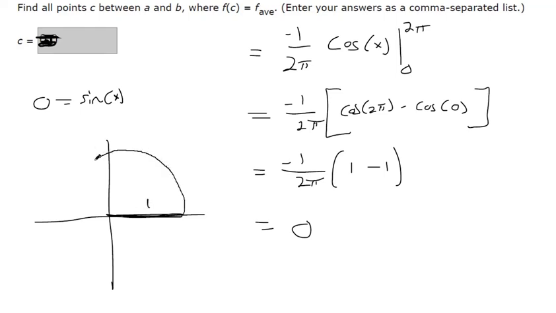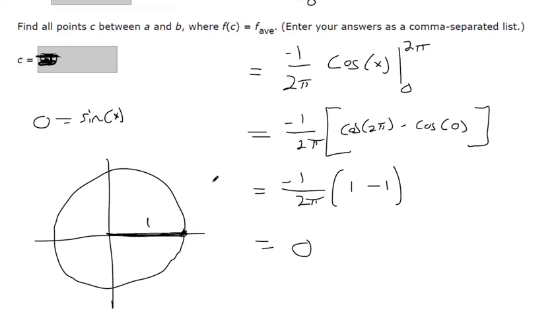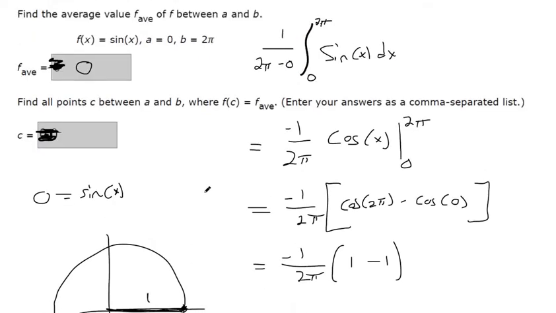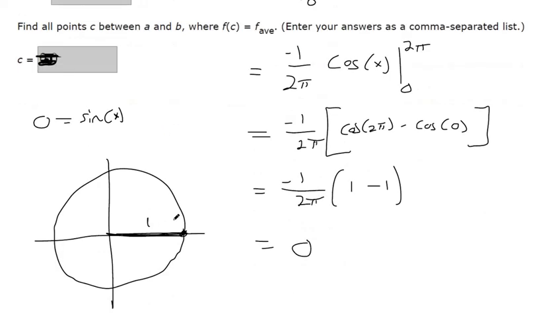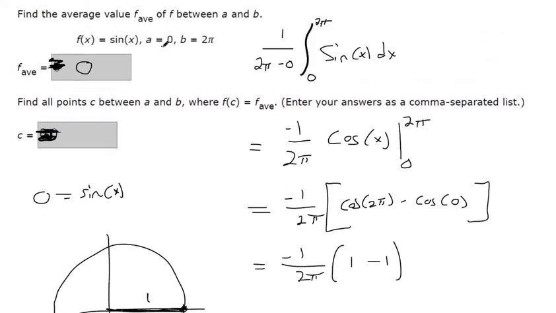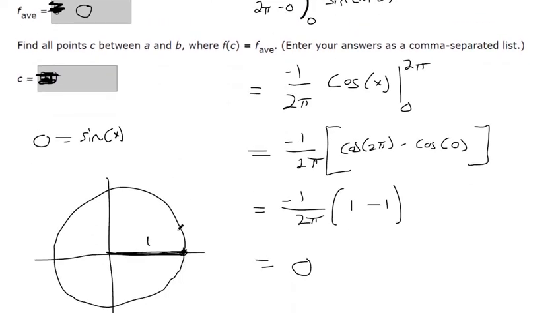And so when you rotate, there's two places where the y value is going to be 0. It's going to be 0 here at 0 degrees, and then it says between a and b. Okay, so if it's between a and b, 0 isn't between 0 and 2 pi. It's on one of those. So I don't think we're going to enter 0 as an answer.